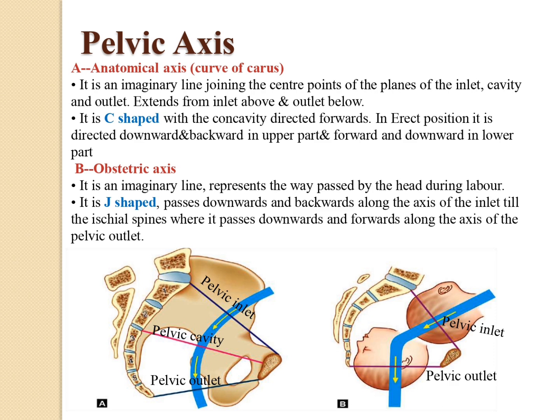First figure shows the plane of pelvic inlet, upper line, middle line shows the plane of pelvic cavity, and lower line shows the plane of pelvic outlet, and C-shaped curve shows the pelvic axis. Second figure shows the J-shaped obstetric axis. Upper line shows the plane of pelvic inlet and lower line shows the plane of pelvic outlet, and blue colored J-shaped curve shows the obstetric axis.